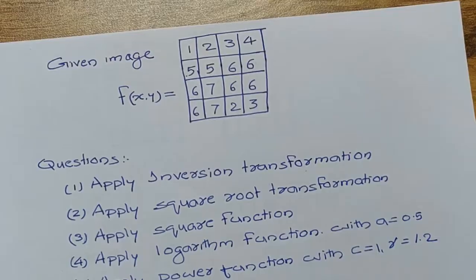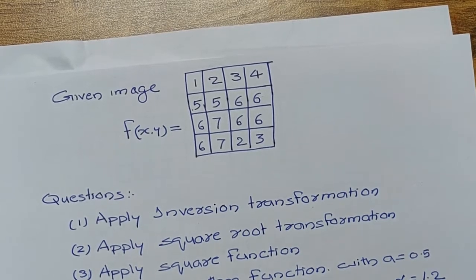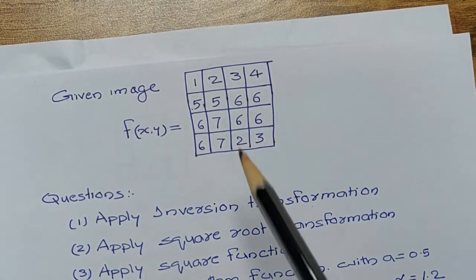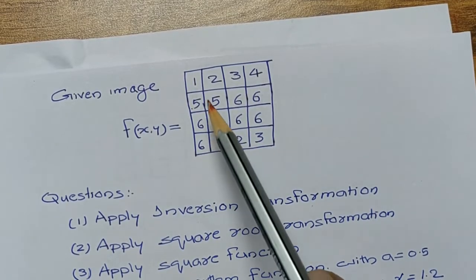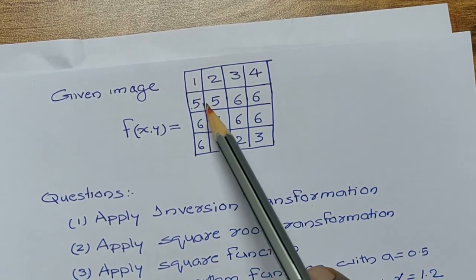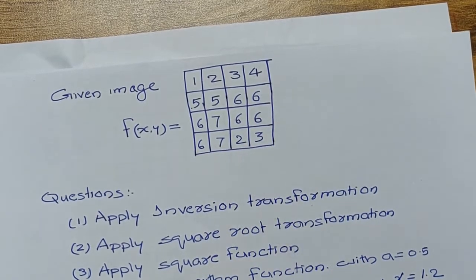Today we are going to discuss some gray level transformations in digital image processing. Here the image is given. This is a 4x4 matrix. The values are 1, 2, 3, 4, 5, 5, 6, 6, 6, 7, 6, 6, 7, 2, 3.